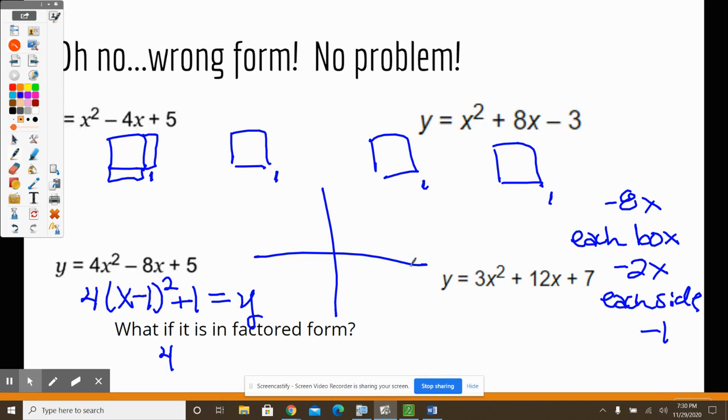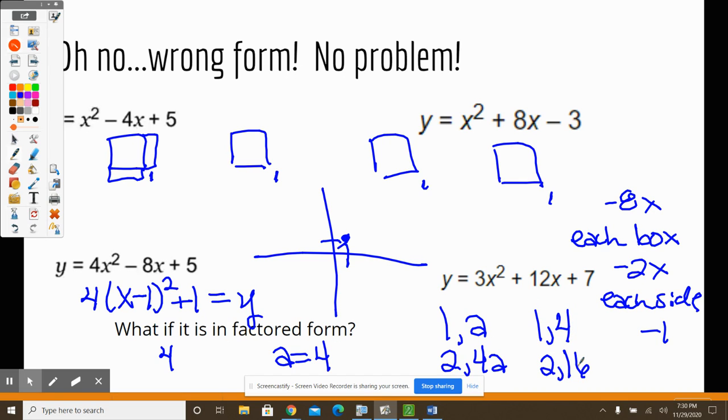How can I graph this now? Well, where's the vertex? I'm going to go to the right 1 and up 1 because I changed the sign of the parentheses and kept this sign. The stretch factor is 4, so I'm going to go over 1, up A, over 2, up 4A. So over 1, up 4, over 2, up 4 times 4, or 16. So over 1, up 4. There's that y-intercept right where I knew it would be. And then another one would be really steep up here. And there you go.